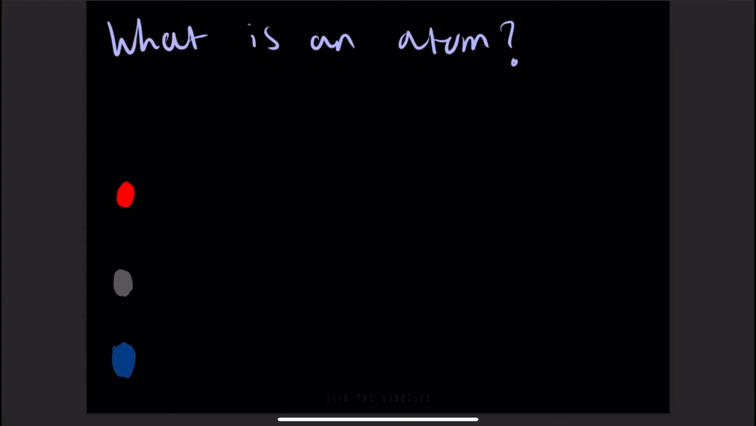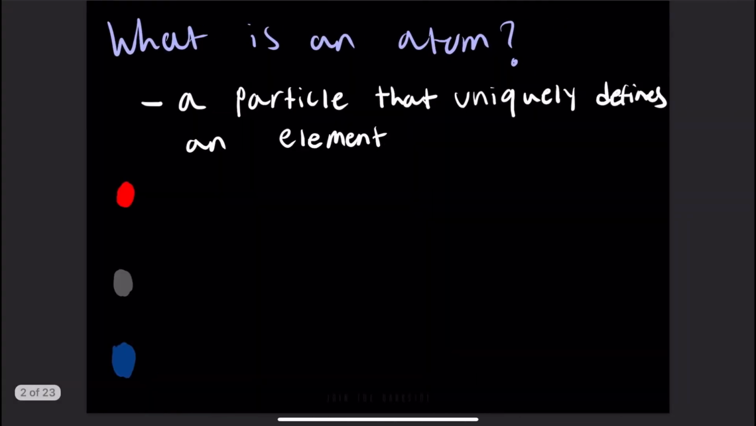Hi, this is Neal with the HC Library, and in this video, we're going to be going over the basics of chemical bonding. Let's get started by laying a foundation of terms and concepts and answering the question, what is an atom? Alright, so an atom is made up of three parts, and it essentially is a particle that uniquely defines an element. Now, how does it do that?